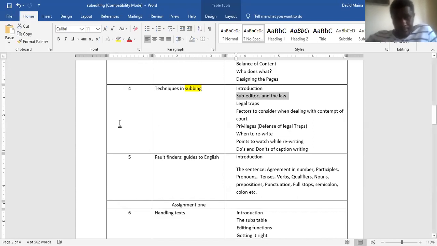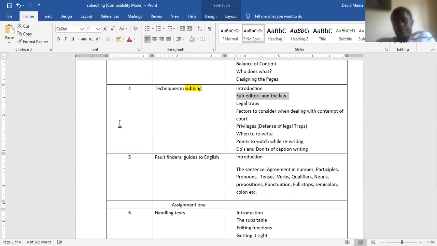Michael, you can actually bear me witness. We talked about law. Na kila mahali tunakutana na sheria. So lazima sub-editor akuwe anajua sheria ambazo that governs a particular country. The sub-editor must be aware of them.